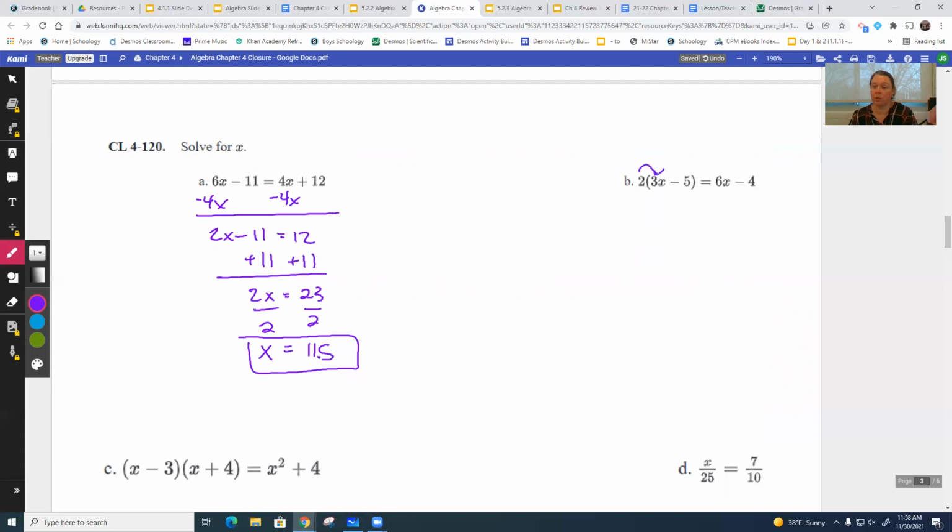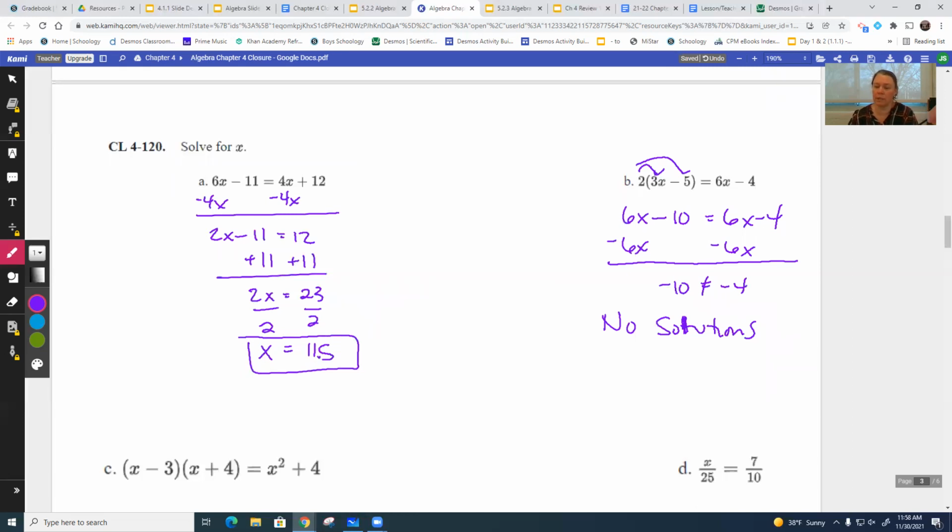Okay, this one I'm going to distribute first. So I'm going to have 6x minus 10 equals 6x minus 4. And I notice I have a 6x on both sides, and on this side I'm subtracting 10, but on this side I'm subtracting 4. It doesn't make sense. Let's see, if I subtract this 6x from both sides, I'm left with negative 10 equals negative 4, and that's not true. Remember, the variables cancel, you're left with a false statement, no solutions. Just like when we're solving a system, no solutions.